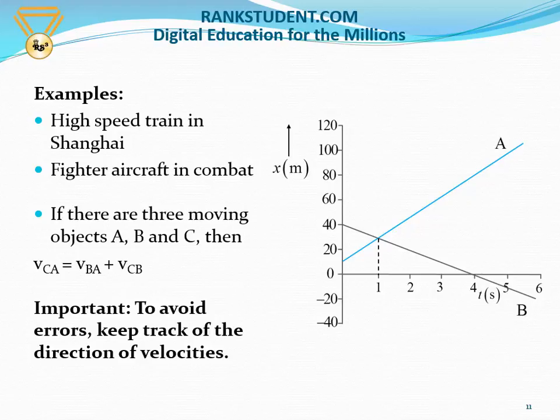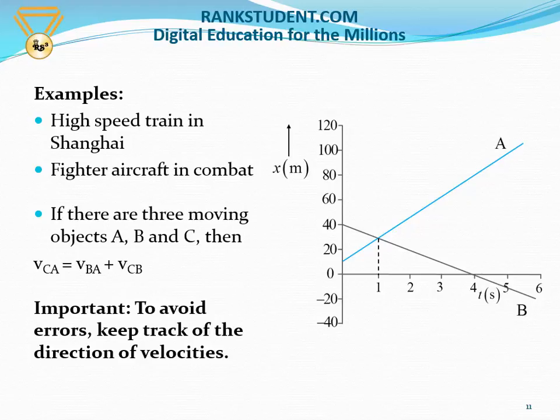An example is the high-speed train in Shanghai. When I was there, I noticed that they have built a train in Shanghai that moves from downtown to the airport at 350 kilometers per hour or faster. So occasionally when there is a train coming in the opposite direction, you can imagine, all of a sudden that train is gone with a relative velocity of 700 kilometers per hour or more.